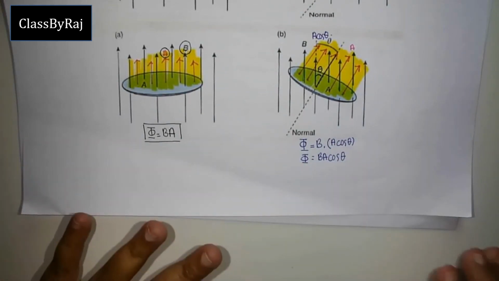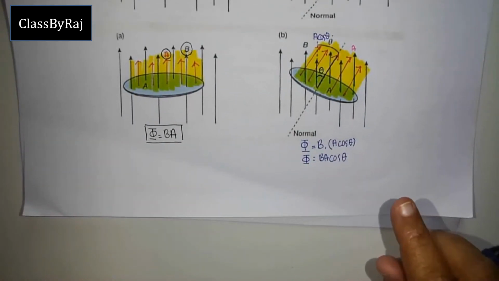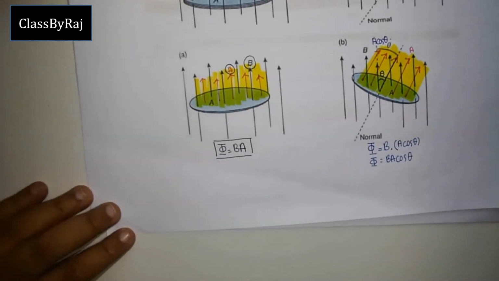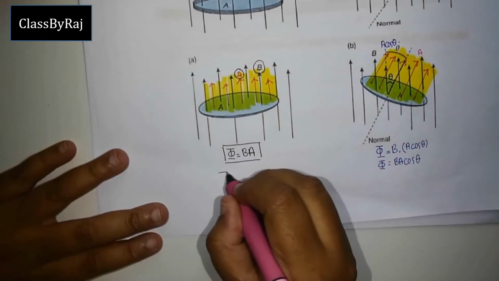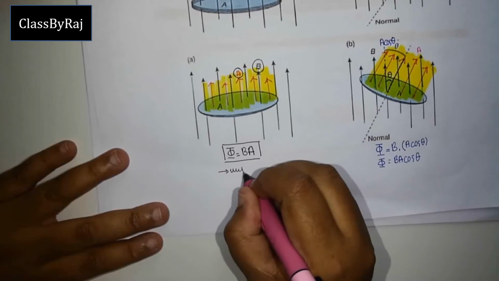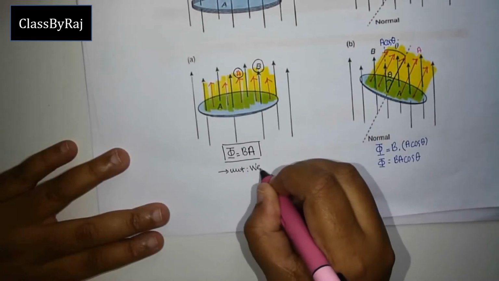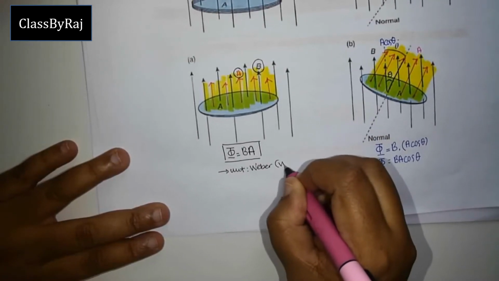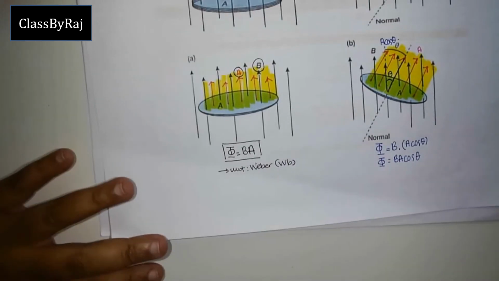Alright, so this is the definition of magnetic flux. Now, what is the unit of magnetic flux? The unit of magnetic flux is called the Weber, which is capital W and a small b.